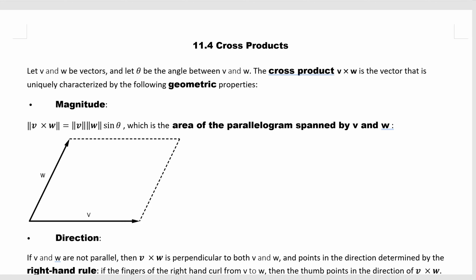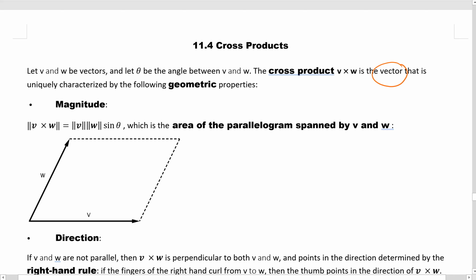Hi everyone! Today let's talk about section 11.4, cross products. Let V and W be vectors. Let theta be the angle between them. The cross product V cross W is the vector that is uniquely characterized by the following geometric properties. So we know it's a vector, so we can talk about its magnitude and direction.